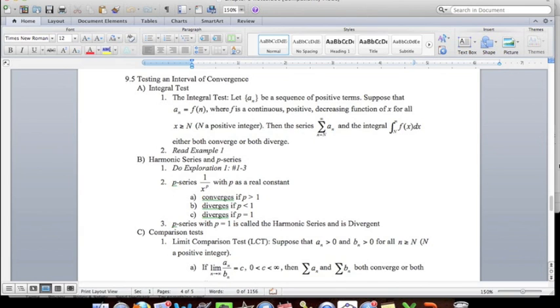Okay, so when the integral converges, that means we get an actual answer. So we integrate and we get an answer of 4. That means the integral converges, has a value. That does not mean the series converges to 4. It means the series converges. We don't know what it converges to. Okay, but they both do the same thing. So they either both converge or they both diverge.